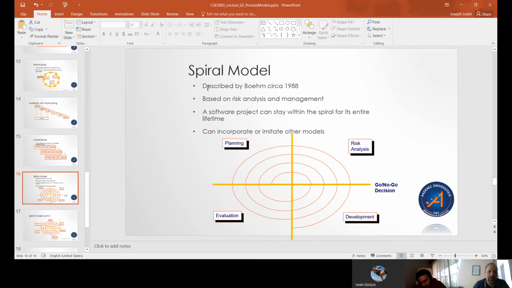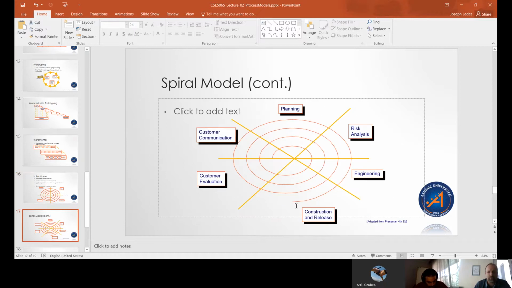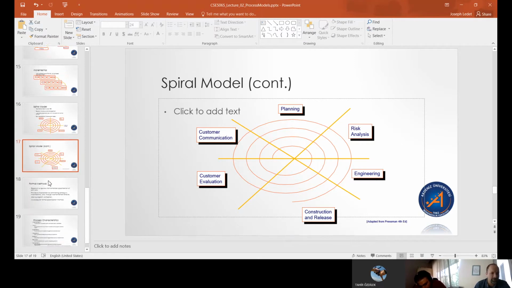So this is another process that is sometimes used. Right? A spiral with more phases, more aspects to each of the phases instead of the 4. We add construction and releases to the development phase. Engineering kind of becomes a part of that. Customer evaluation and customer communication instead of just the straight evaluation phase.